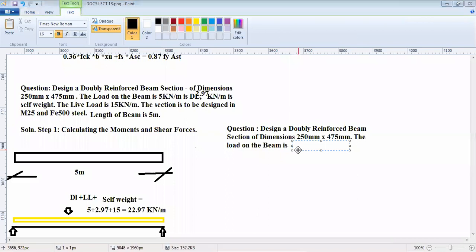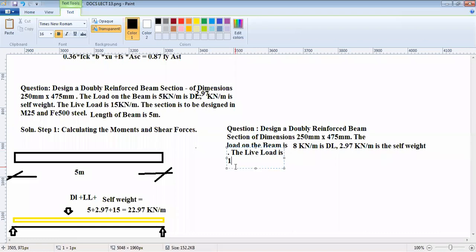So the load on the beam is, let's take it, 8 kilonewton per meter is dead load. 2.97 kilonewton per meter is the self weight. Live load is 25 kilonewton per meter, or let it be 30 kilonewton per meter.